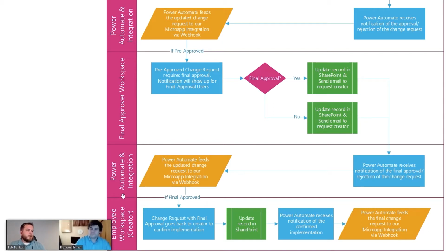If it did receive final approval, it then continues on down to go back to the creator of the change request so that they can confirm implementation. So at this point in time, this has been assigned back to them. And as soon as they've implemented it, they can record their implementation in the workspace environment. And that will update the record in SharePoint via the Graph API. Power Automate receives notification, and it updates everything else all over again.